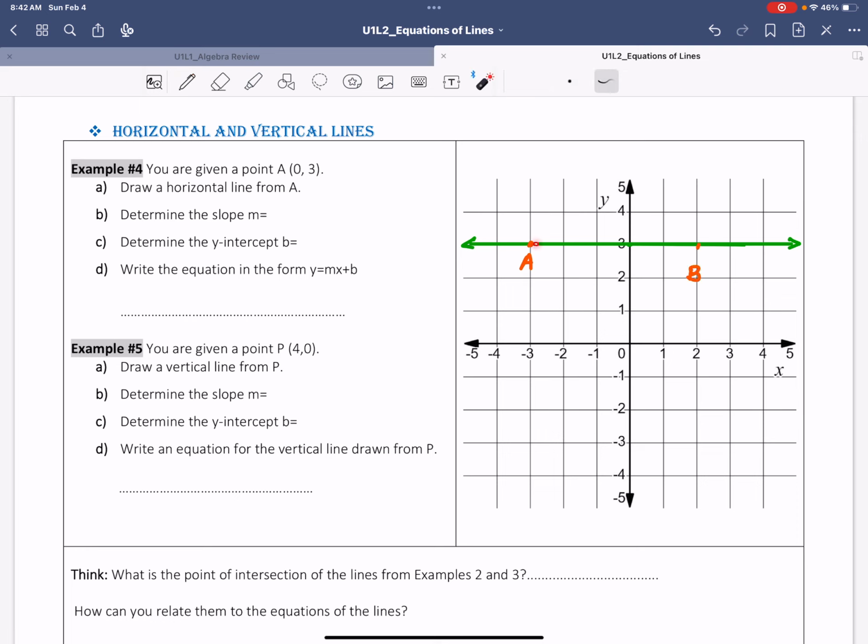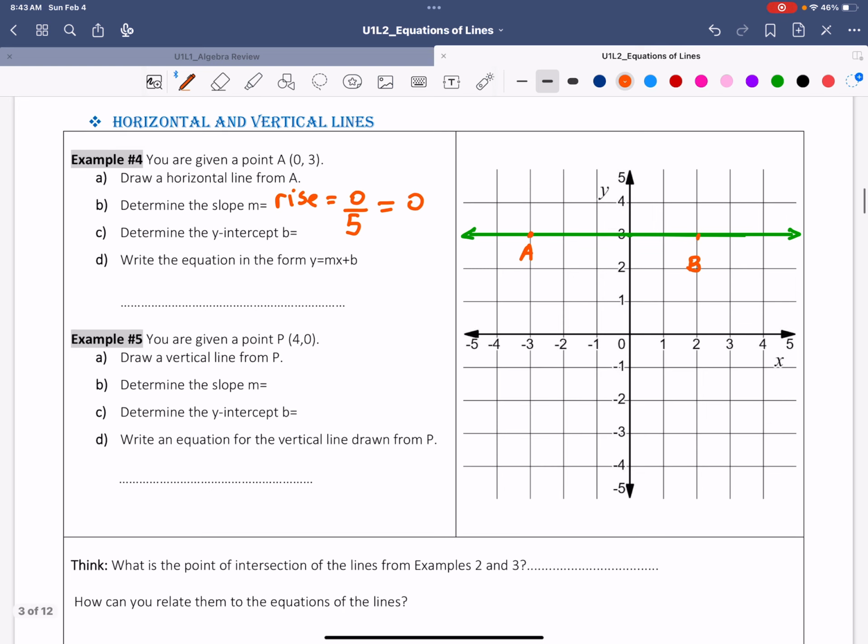And we're going to say that to go from point A to point B, I don't really have to rise. So in this case, we say that we rise 0. And for running, it seems that we have to run 5 units to the right. So 0 over 5 would be equal to 0, which means that the slope will be equal to 0. And that's the reason why we say that horizontal lines have a steepness of 0 or a slope of 0.